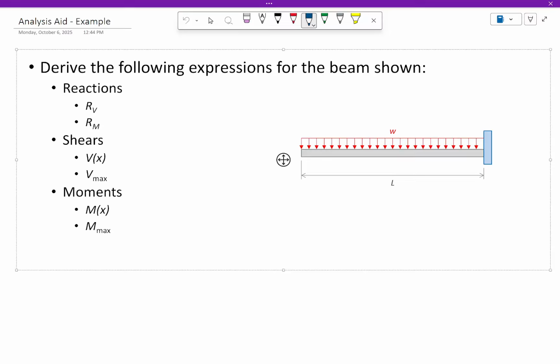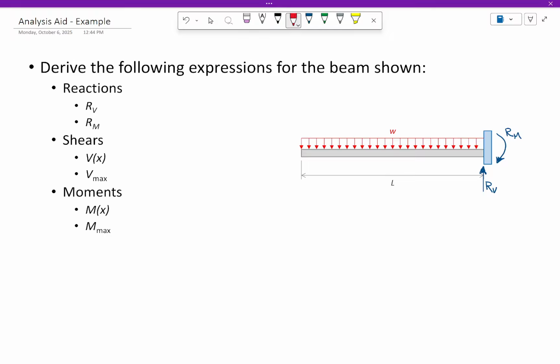There are no horizontal loads, right? So really all we're going to have is a vertical reaction, which we'll call RV, and a moment reaction, which I will call RM. Okay? Now, how do I solve for those reactions? Folks, it's no different than the problems we've been doing before.